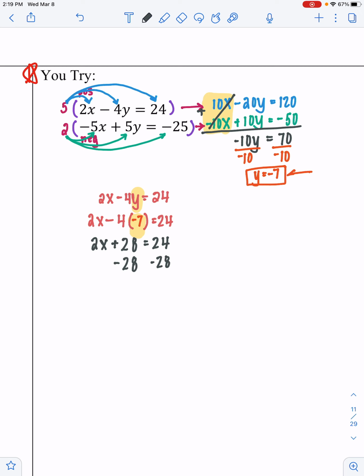This is now a two-step equation. 2x is equal to 24 plus negative 28, which is negative 4. Divide by 2 on both sides. x is equal to negative 2.